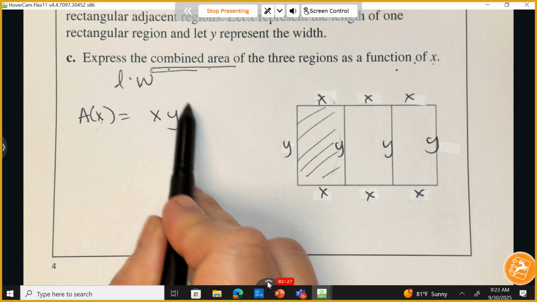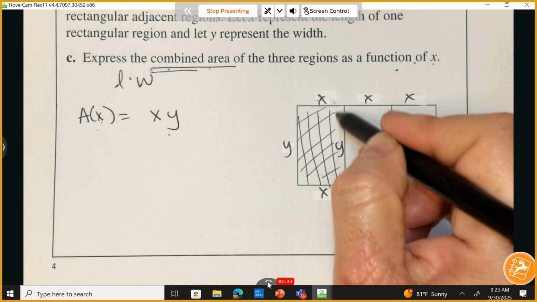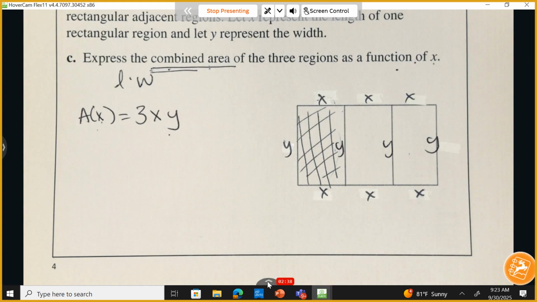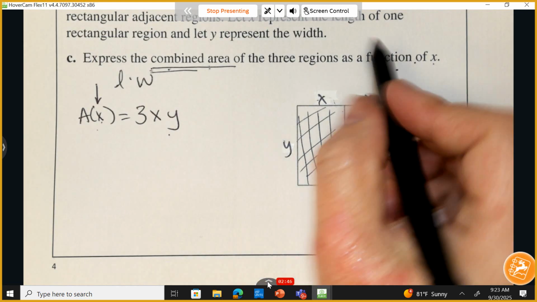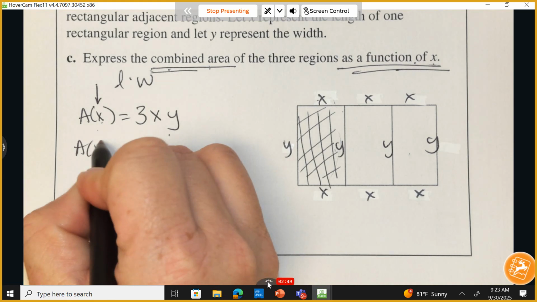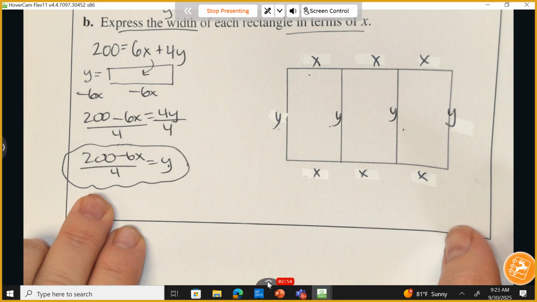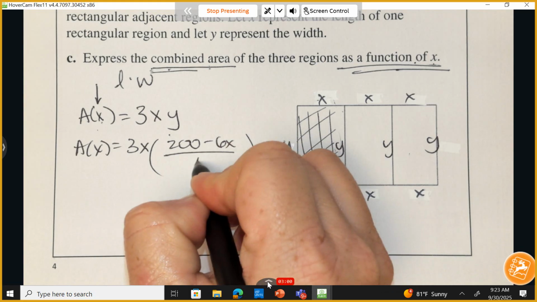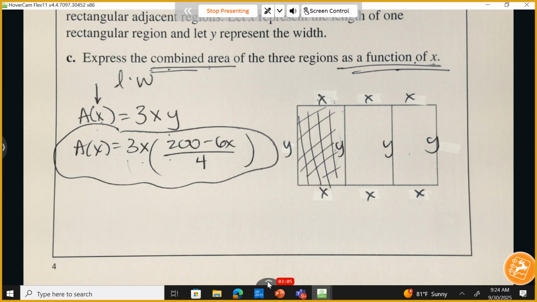So on this side, I only want to see the variable X. Now at this point, I've only represented the area of one rectangle. I want the combined 3, so there's 3 of them. This is not wrong, it's just the first step. How do I rewrite this only involving the variable X? Well, I'm going to go back to the last step. I know that Y is equivalent to 200 subtract 6X over 4.